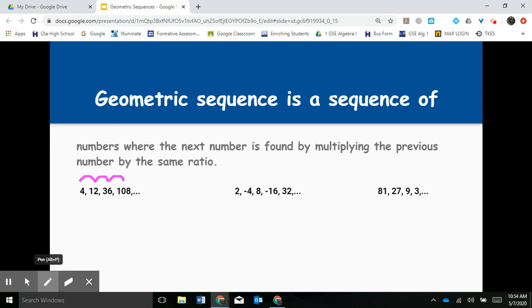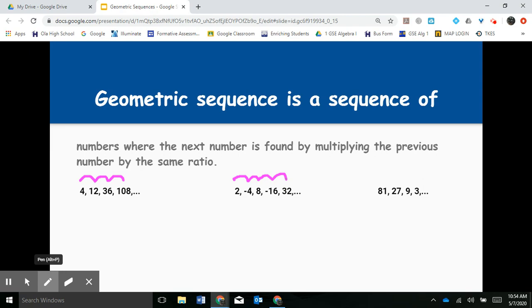It can even be multiplied by negatives. 2 times negative 2 is a negative 4. Negative 4 times negative 2 is positive 8. Times negative 2 is negative 16. Times negative 2 goes back to positive 32. So that's a geometric sequence.